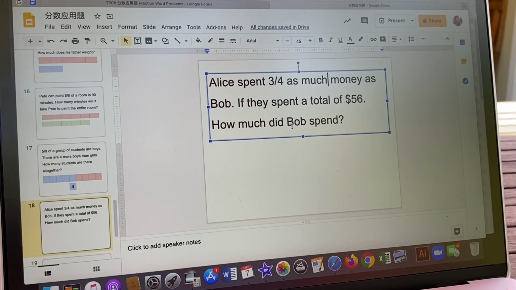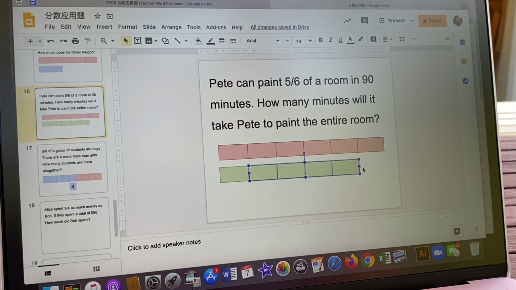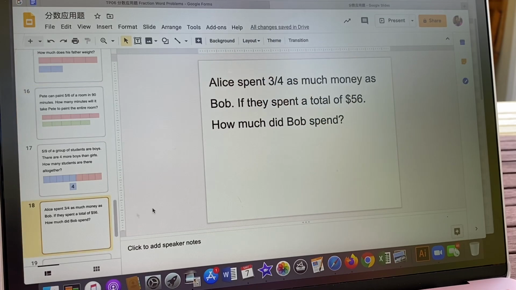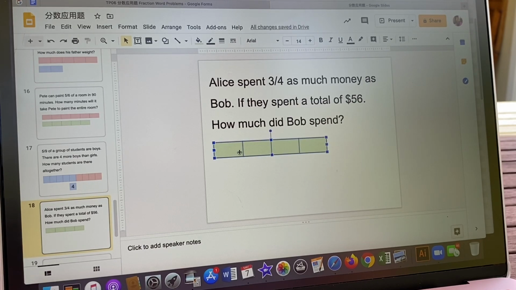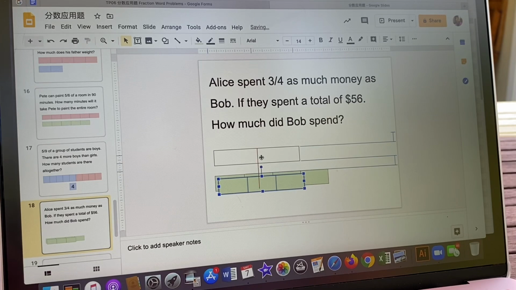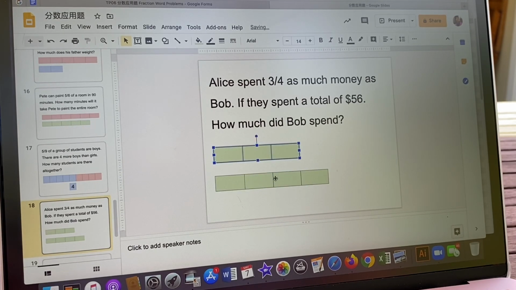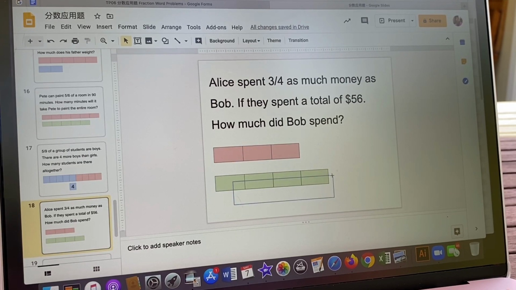So Alice is 3/4 of Bob. So let's put Bob as 4. 1, 2, 3, 4. Bob as 4, and Alice spent 3/4 of it. So 3. This is Alice. Alice, we use pink color, and Bob, we use blue color.